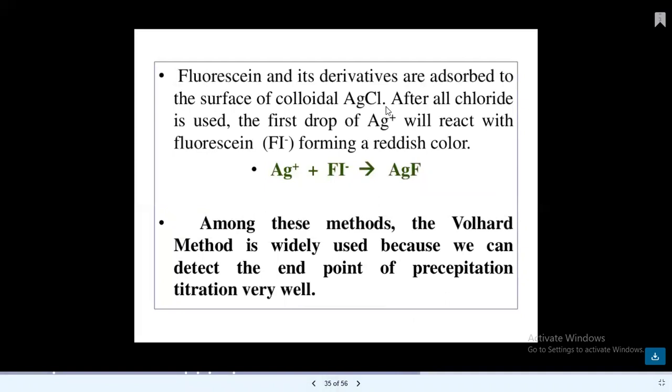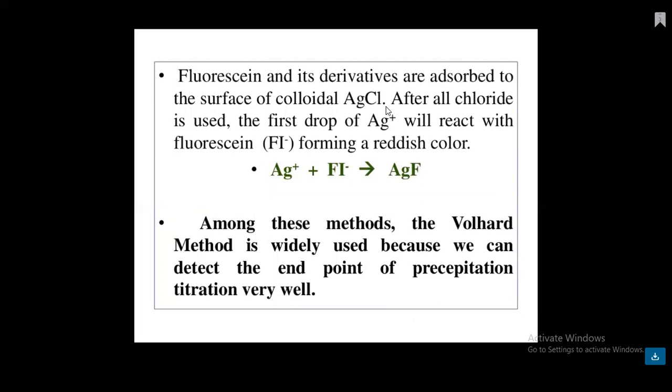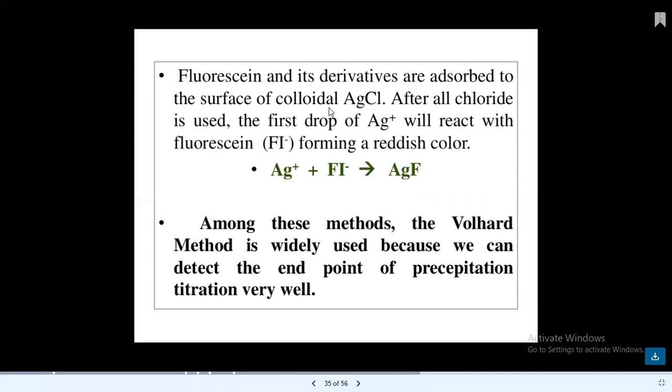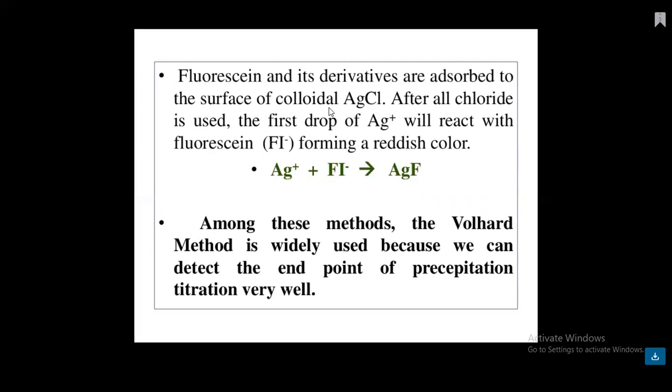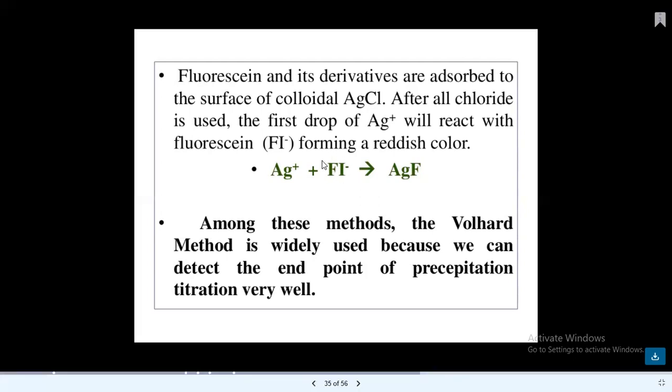After all chloride is used, the first drop of silver will react with fluorescein, forming a reddish colored silver compound. Okay, what is happening is that the first very important thing in case of this Fajan's method is that your indicator must be present in an ionic form that contains a negative charge.